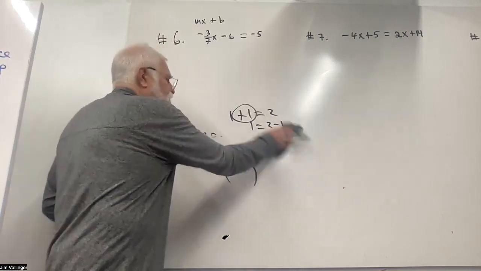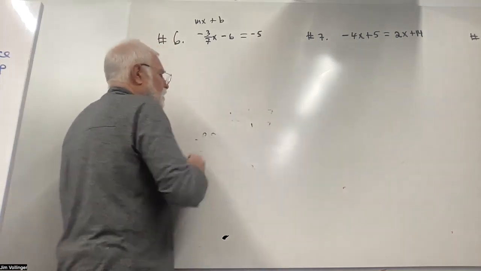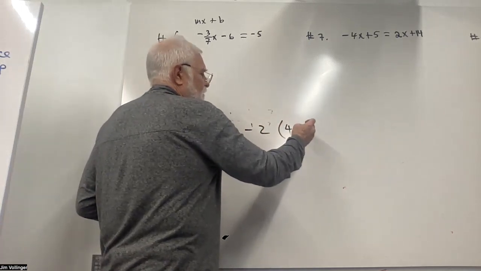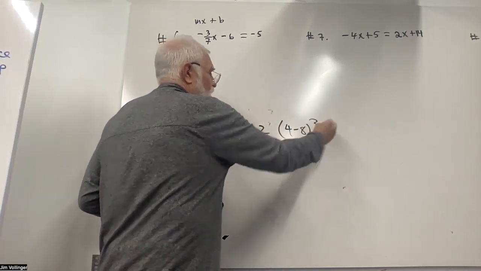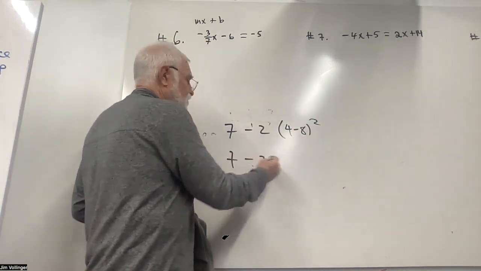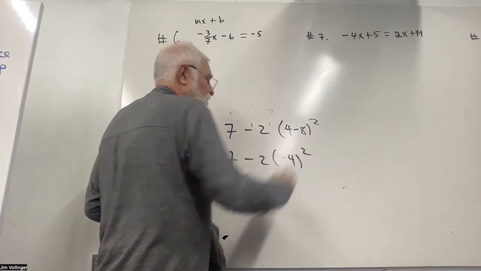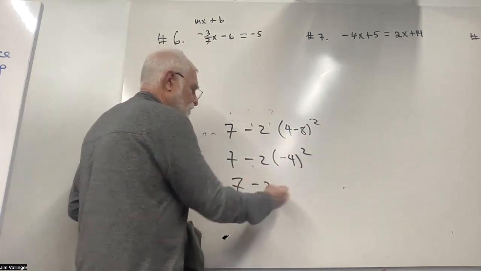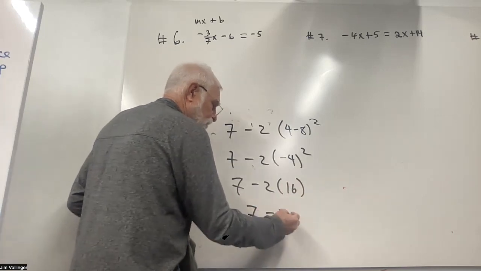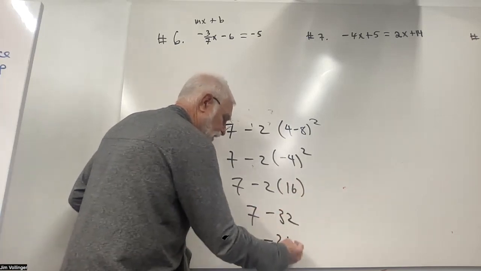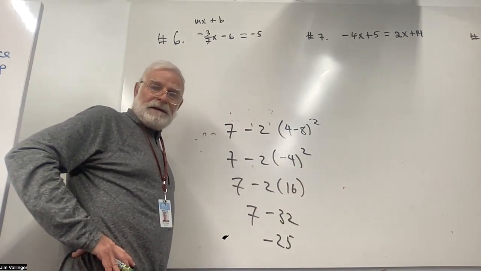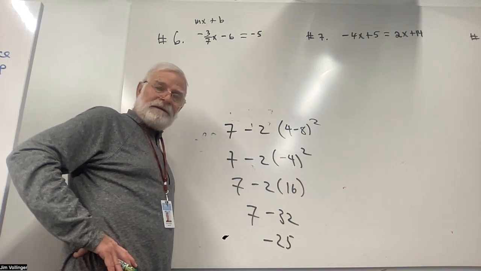All right, so how would you do 7 minus 2 times (4 minus 8) squared? Well, I hope you would do 7 minus 2 times negative 4 squared. I hope you would do 7 minus 2 times 16. And I hope you would do 7 minus 32 and get minus 25. And I hope you did that in pre-algebra. If not, you'll get plenty of practice here.